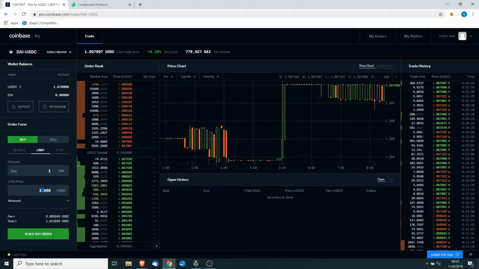What we want to do when we're coming up with the limit price, we don't just make this up out of thin air. What we need to do is look at the history of the market.